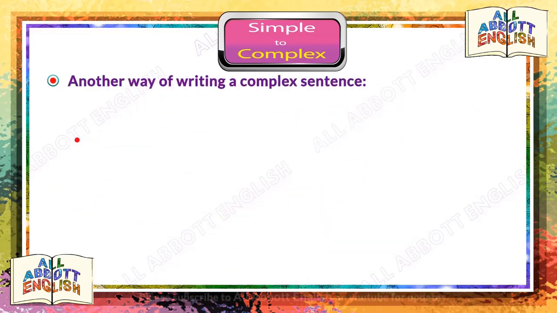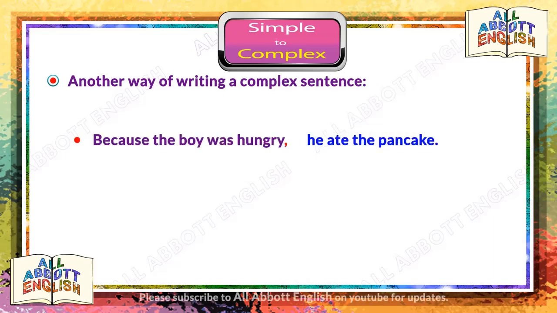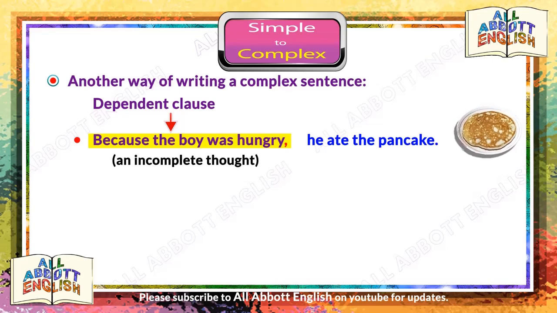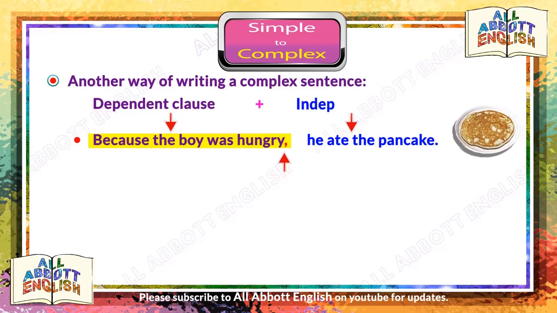A complex sentence can also be written in another way. Because the boy was hungry, he ate the pancake. In this example, the sentence starts with a dependent clause, and not an independent clause. This is just another way of writing a complex sentence. A dependent clause is not a complete sentence. We start with a dependent clause, followed by a comma. This comma is important as it shows us where the dependent clause stops and where the independent clause starts. He ate the pancake is an independent clause as it is a complete thought.